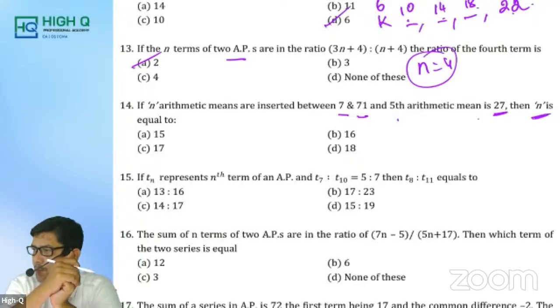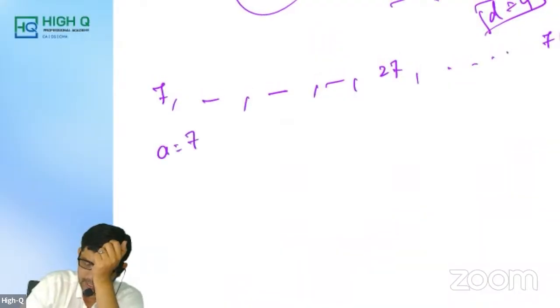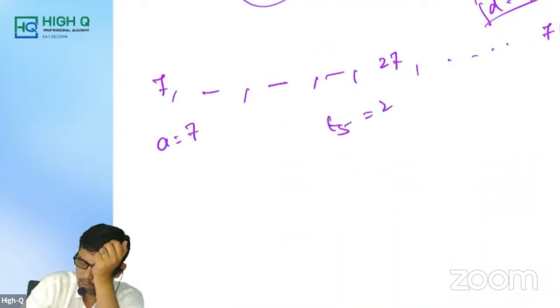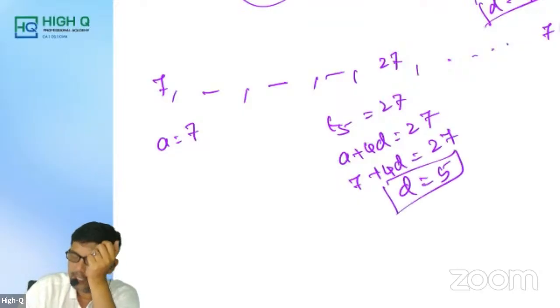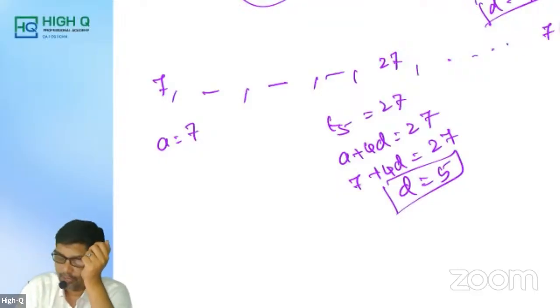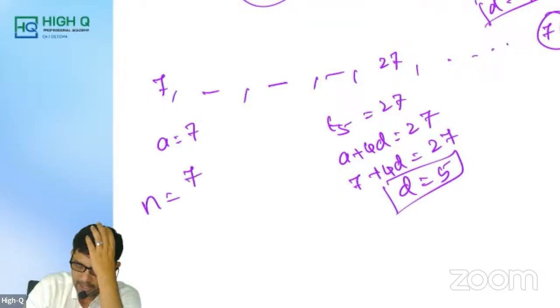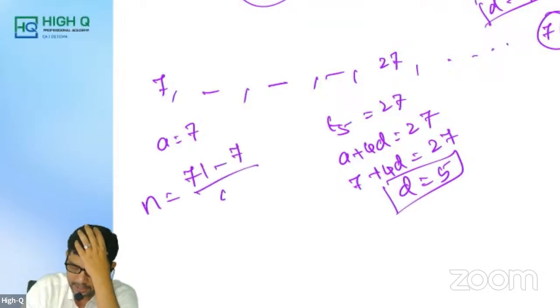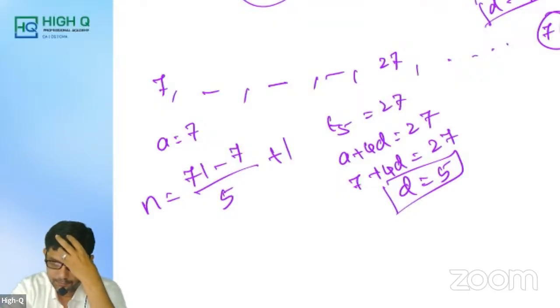Let us start with the smallest one. Actually, the method is a is equal to 7. T5 is equal to 27. So a plus 4d is equal to 27. Am I right, my dear? So 7 plus 4d is equal to 27. So d is equal to 5. Is that correct? Now the last term is 71. Now n we have to find out. n is equal to what? L minus a by d plus 1. Not coming.